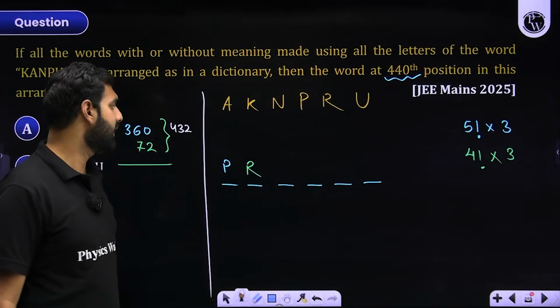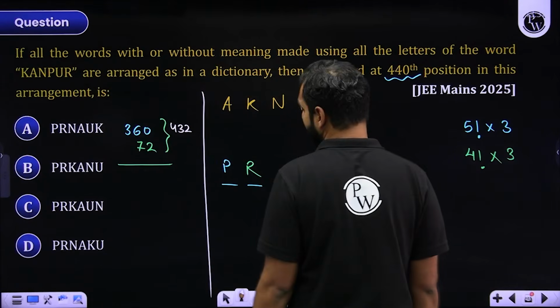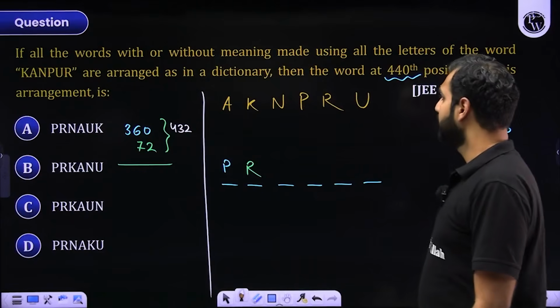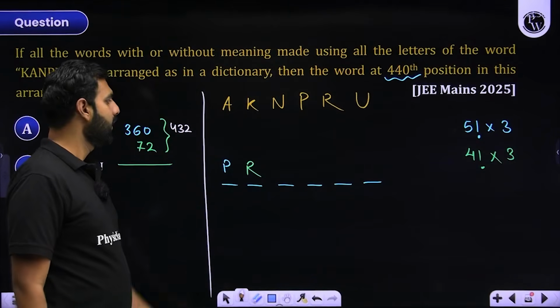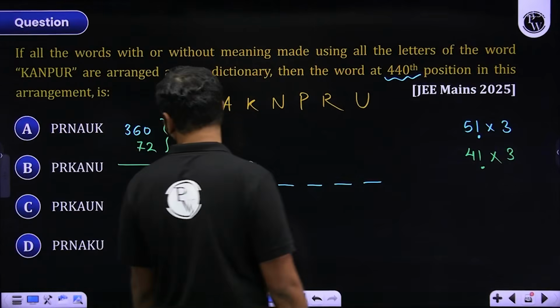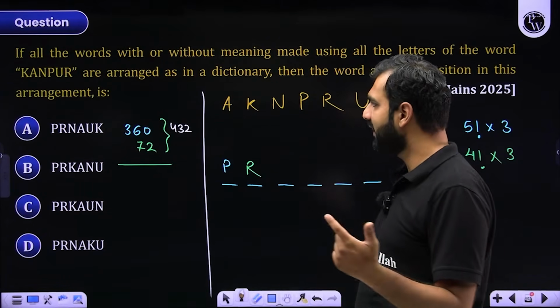So to travel 8 more places, I think these 3 is what I should play with. After P and R, what should be the next letter? Since we have fixed P and R, the next possibility could be, let's say, A. But when I fix A, none of the options are having A. So options are having either K or N.